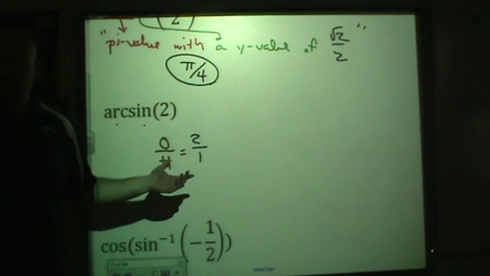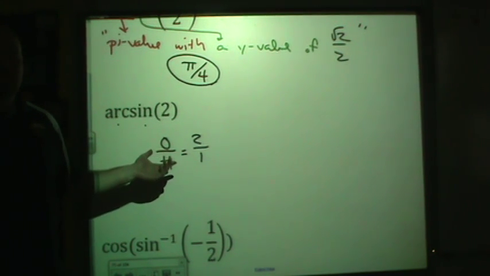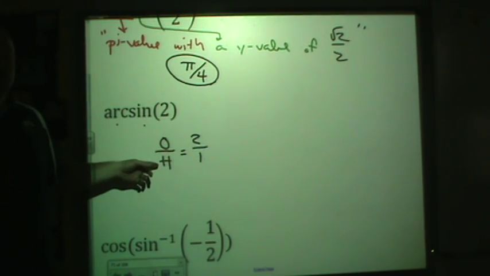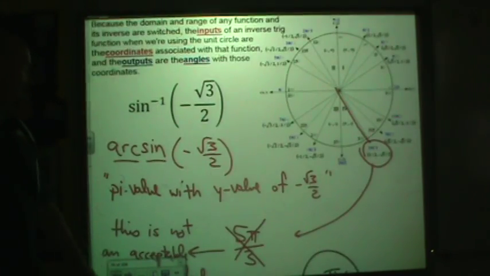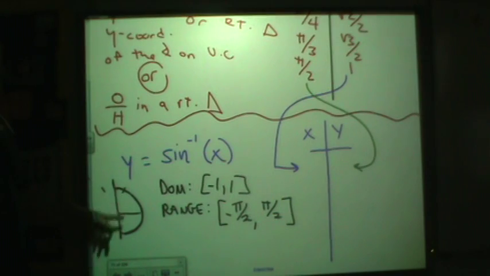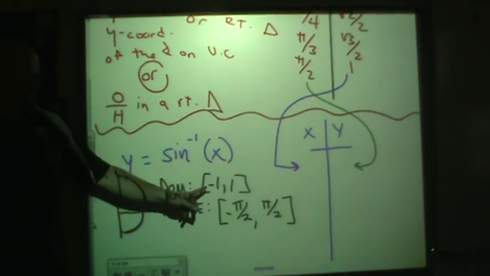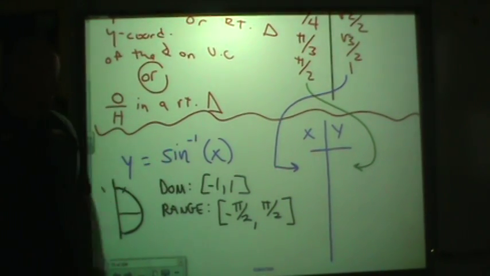I'm getting some head shakes. Why not? Because the hypotenuse has to be the longest side in a right triangle, right? Now go back to the beginning. What is the domain of an inverse sine function? From negative 1 to 1, right?